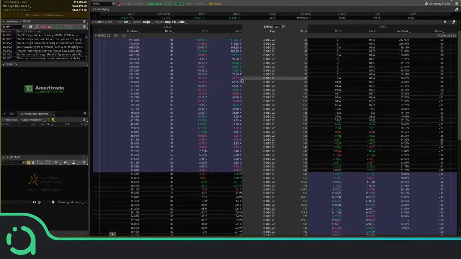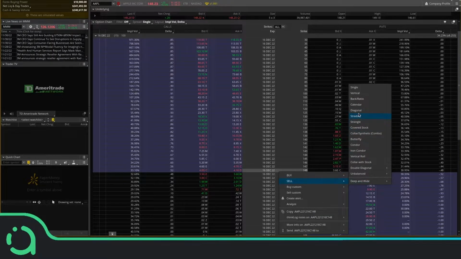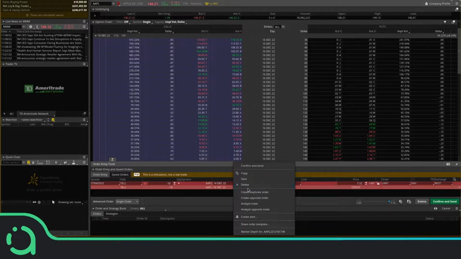Now, typically, the way a straddle is structured is by selling a call and a put at the same strike, typically at the money. So right now we're on the option chain for Apple, which we're going to use for example. We're looking at the December 16th expiry, and the stock's trading at $148. We're going to come to the 148 strike, right click it, sell, and go to straddle. What we're going to do now is actually analyze this trade and talk about it more.